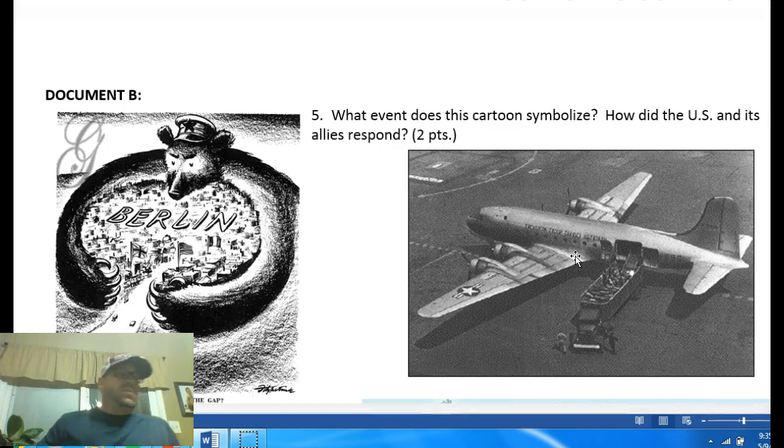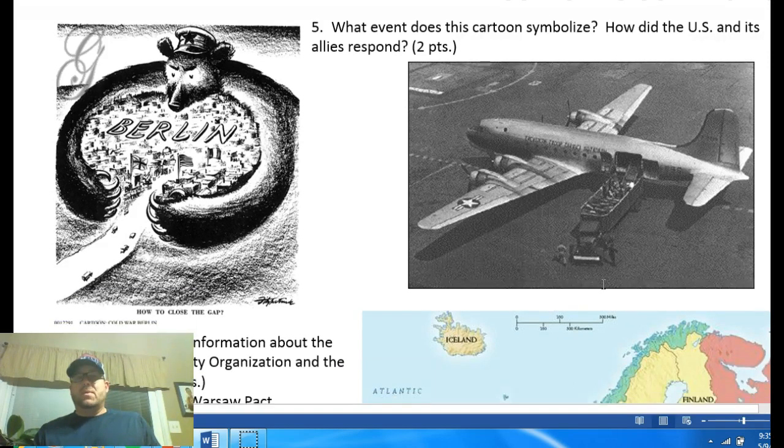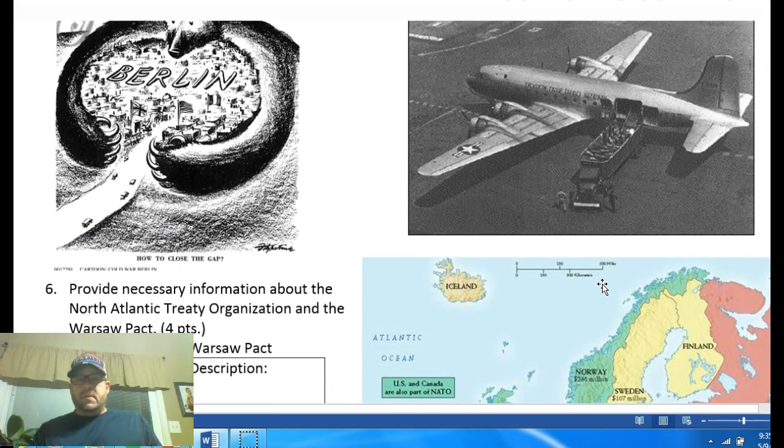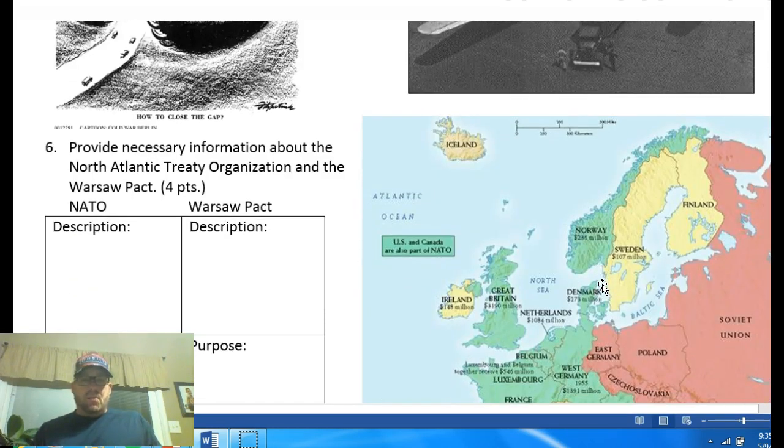And there was fear that this was going to trigger another war, because should the Soviet Union shoot down one of these airplanes, then certainly that would be an act of war. But it never happened. So after about a year, Stalin decided that enough was enough, and so he left it alone and ended the blockade, and train rail lines and highways were opened back up into West Berlin. So West Berlin was saved, and that was considered a victory for the West.